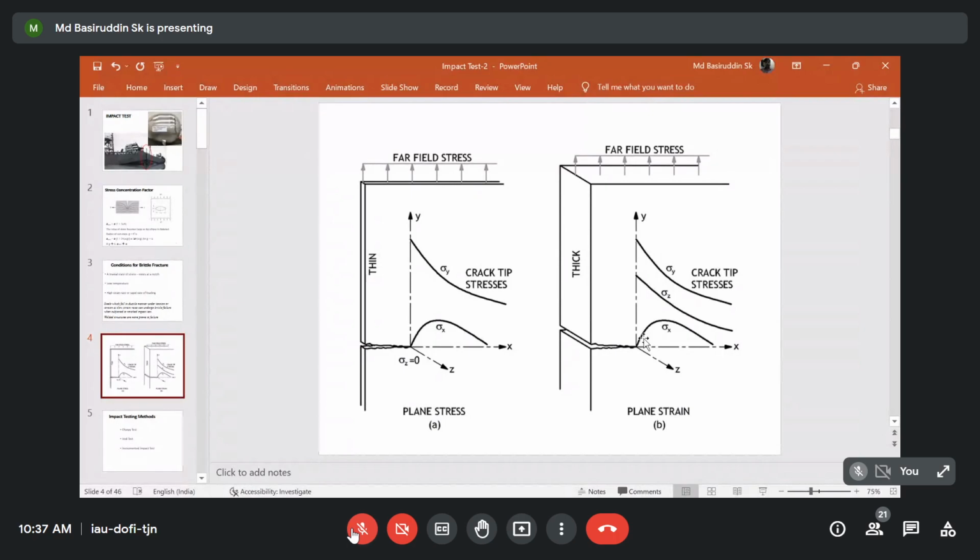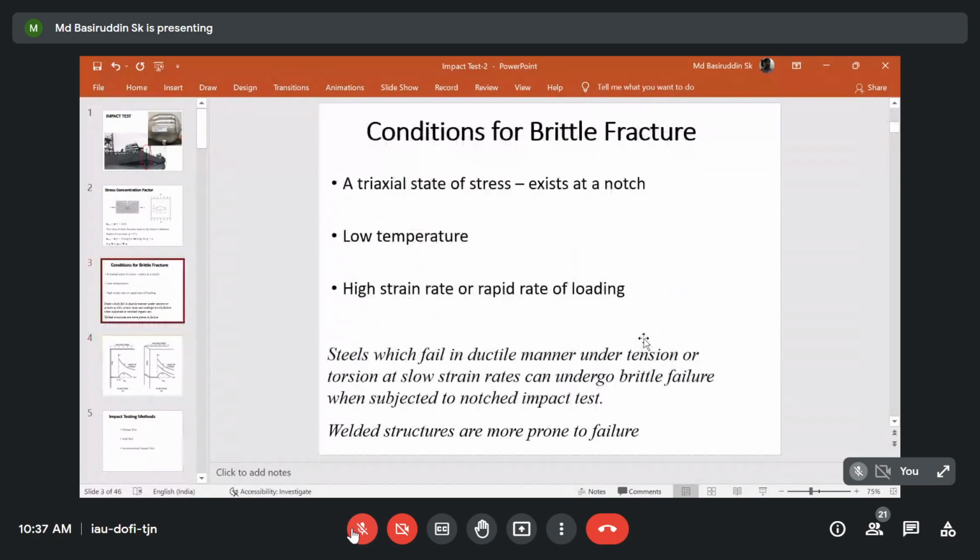But yes, from material to material, you will find variations in temperature. When we plot the impact energy versus temperature and the loading rate versus temperature, we will find that for different materials the energy absorption capacity or the transition temperature is different. So I will show you later on a graph how these things vary.